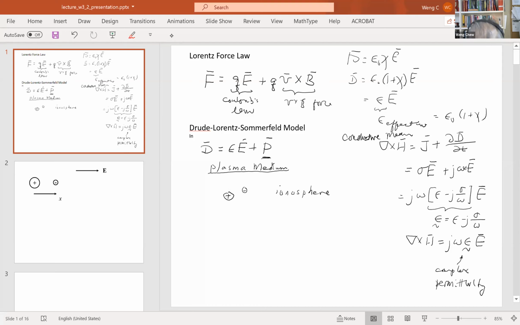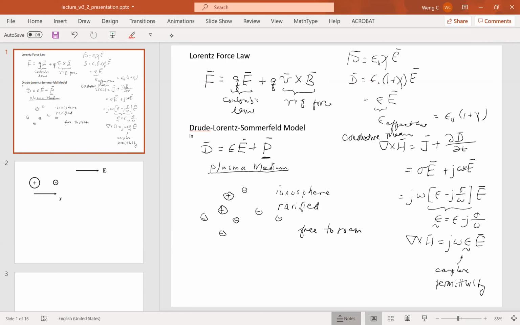Okay, in the ionosphere, the air is so rarefied that the electron is not bound to the nucleus anymore. So the electrons are free to roam. They are very free to roam. They're not bound, and they become very much like free electrons. So in the plasma medium, you can think of a medium having a lot of electrons that are very free to roam. But the nuclei are bulky. Nuclei are many, many times heavier.